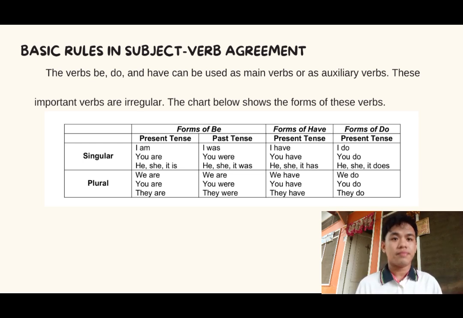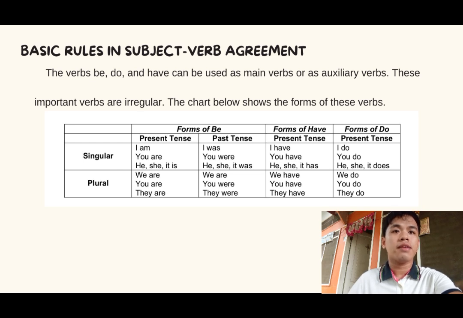In the present tense, for the singular subject, I am, you are, he, she, it is, as shown in the chart. For the plural, we are, you are, and they are. For the past tense, singular, I was, you were, he, she, it was. It was changed to was and were because it has already happened in the past. For the plural, we were, you were, and they were. So from are, it was changed to were, and from am and is, it was changed to was and were.